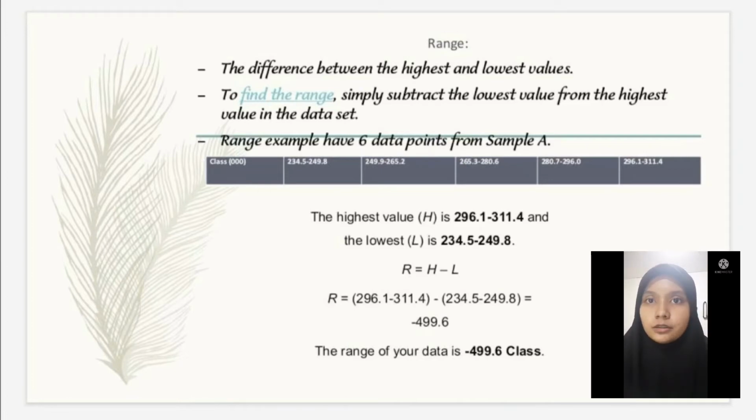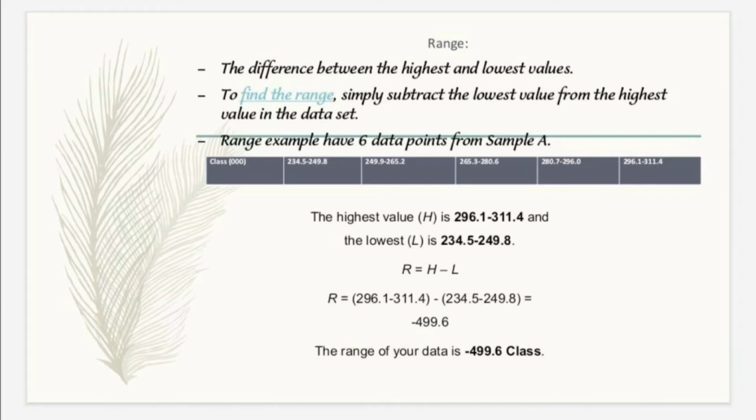Measure of variations. Range is the difference between the highest and lowest value. To find the range, simply subtract the lowest value from the highest value in the data set. Range example: we have 6 data points from sample A. In the box is the class data. The highest value H is 296.1 minus 311.4 and the lowest L is 234.5 minus 249.8. R equals H minus L. The range of your data is negative 499.6.